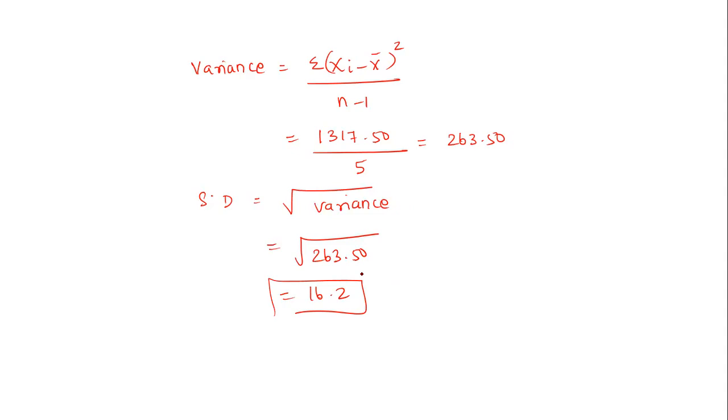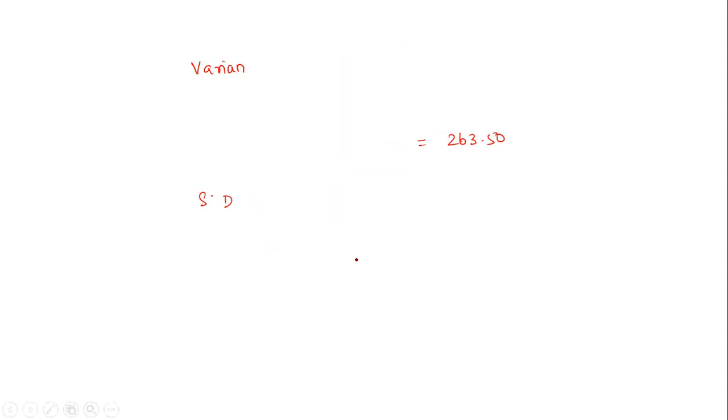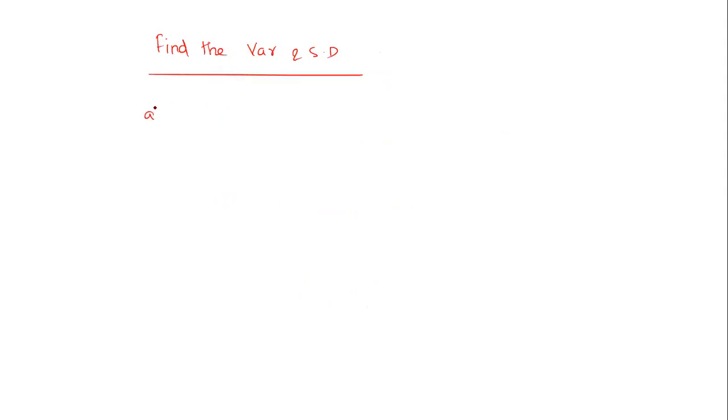So let us see some questions. The question is, find the variance and standard deviation. The sample A is 18, 22, 19, 25, 12. I'll also give the answer for reference. Mean is 19.2, variance is 23.7, and standard deviation is 4.9. Once you have completed, you can check the answer.